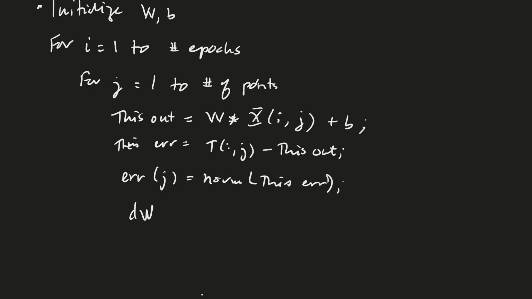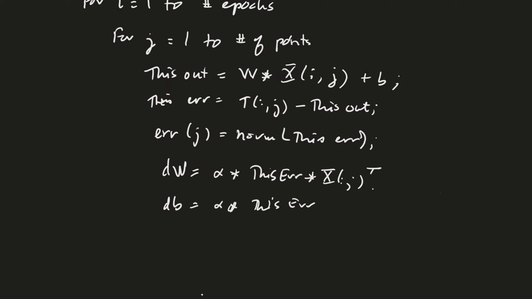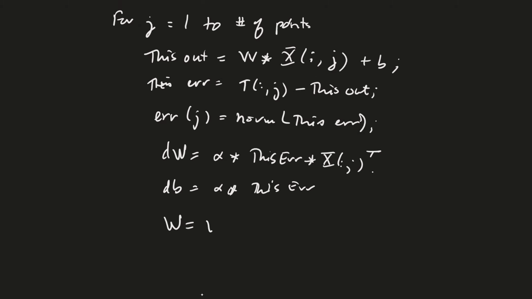Then dw is equal to alpha times this error times your x j transpose. And db is just going to be alpha times this error. Good. And then our w is just w plus dw, and our b is b plus db.